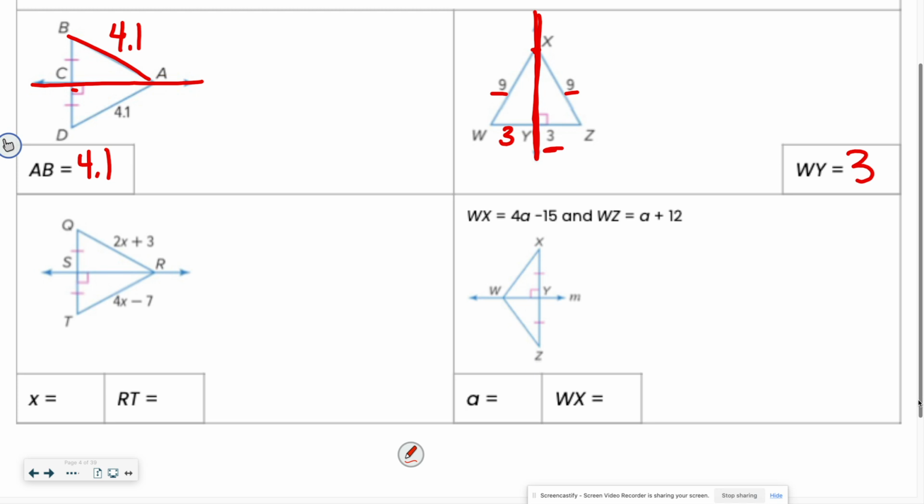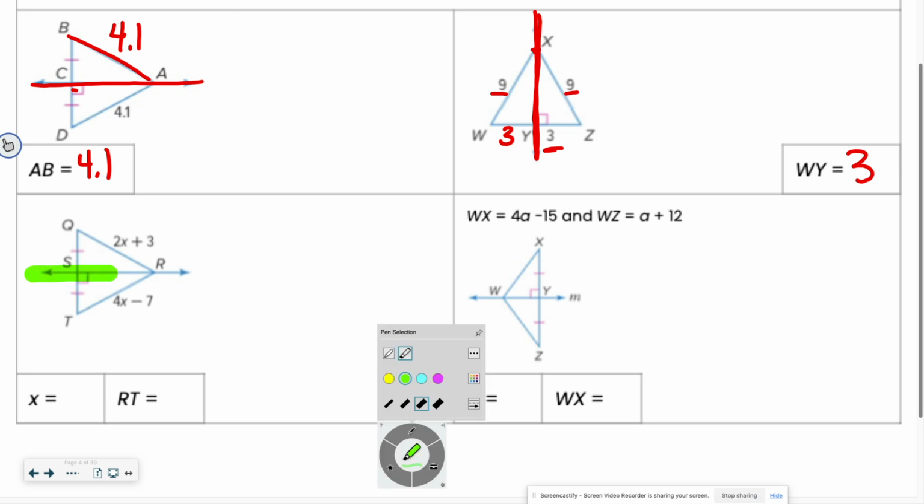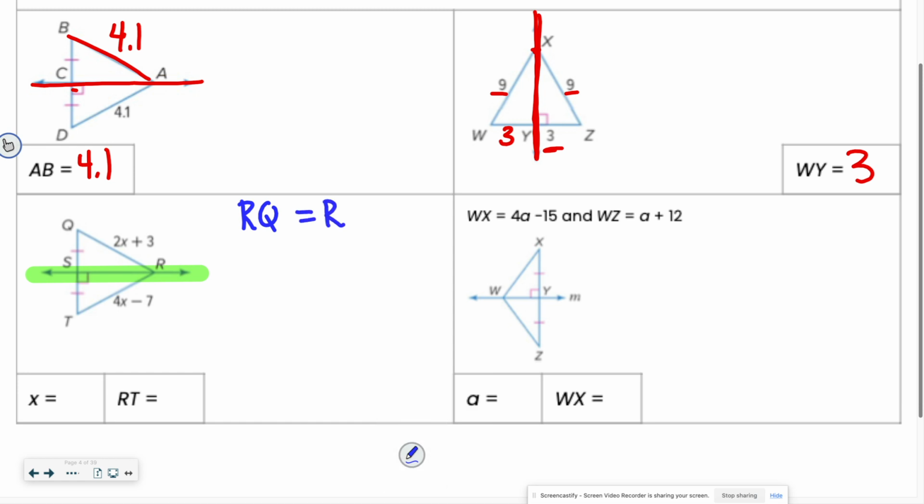Solving for our variable and plugging back in to find RT. We notice that RS is our perpendicular bisector, and when that's the case, we know that R is equidistant from our endpoints. So RQ is equal to RT.